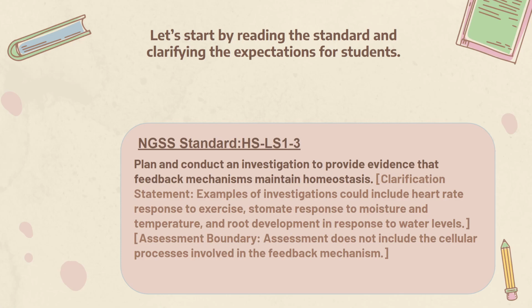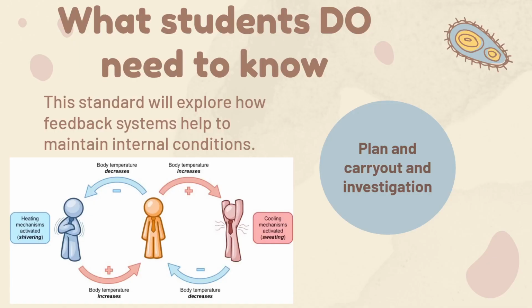Clarification statement. Examples of investigations could include heart rate response to exercise, stomate response to moisture and temperature, and root development in response to water levels. Assessment boundary. Assessment does not include the cellular processes involved in the feedback mechanism. So what students do need to know. So this standard will explore how feedback systems help to maintain internal conditions.